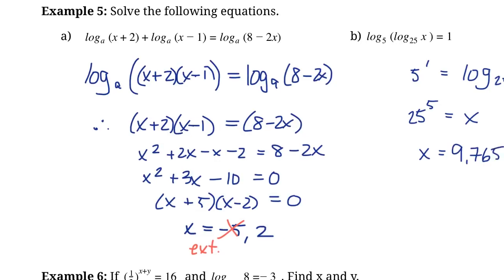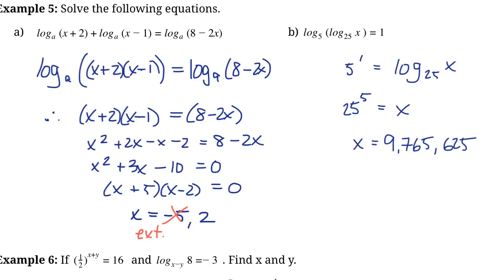For this one, for B, this is sort of an interesting question. You got a log inside a log. But if you really understand how logs work, it shouldn't be that bad. Using our circular rule, we know that the outside log, 5 to the power of 1 is going to equal log base 25 of x, right? And that's all I did here. 5 to the power of 1 is equal to log base 25 of x.